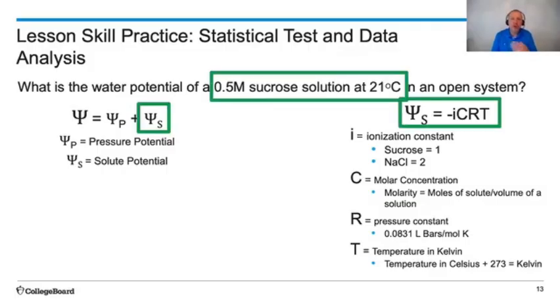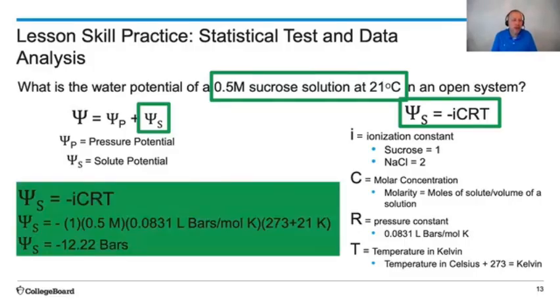So for this problem, you know that 0.5 molar sucrose solution is at 21 degrees Celsius. So the ionization constant is 1 because it's sucrose. The molar concentration is 0.5. The pressure constant, R, is 0.0831. And finally, the temperature is going to be 273 plus 21. When you plug those numbers in, you should have come up with a number of negative 12.22 bars. So now we've come up with the solute potential.